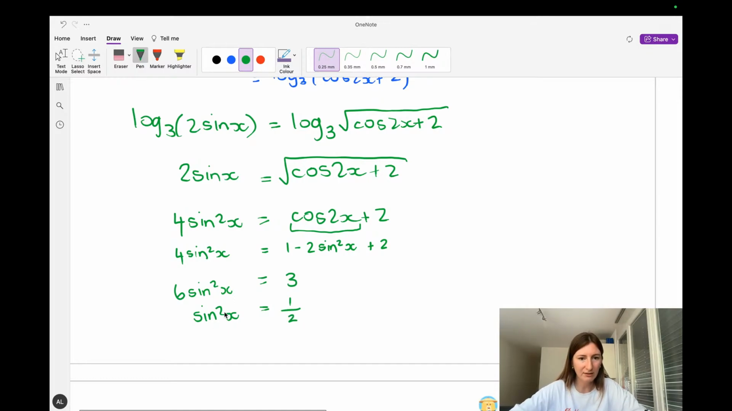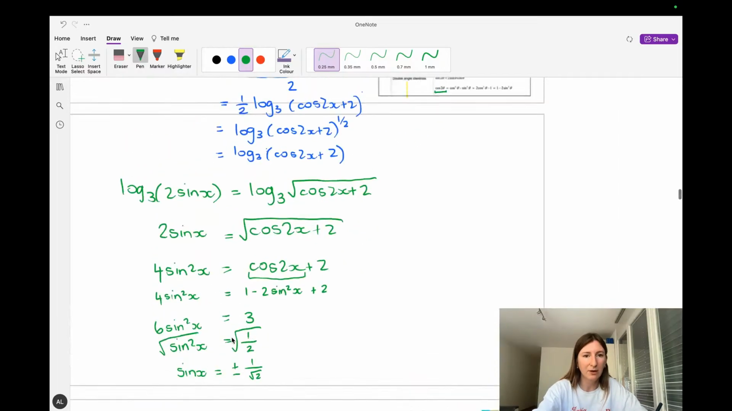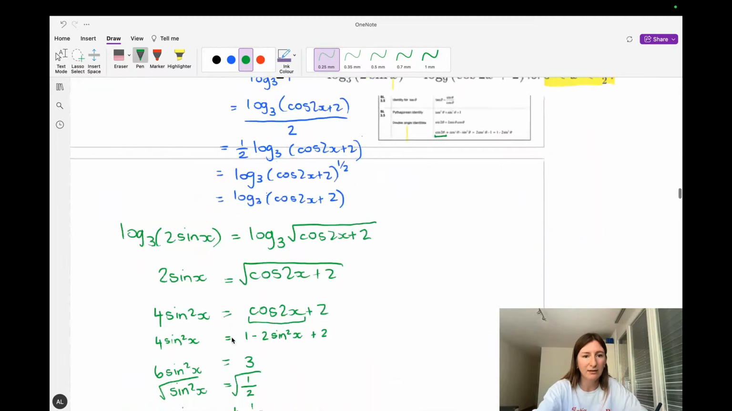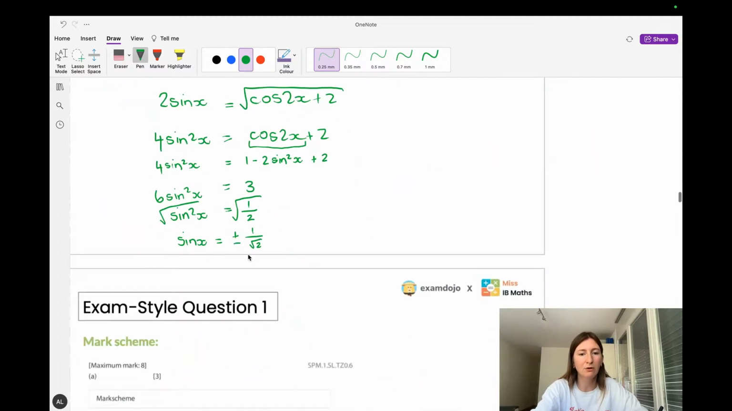And to get my sine x on its own, I just need to square root both sides. So square rooting both sides, it's going to leave me with sine x equals plus or minus 1 over root 2. So that would be root 1, but that's just 1. And root 2 we can't simplify. So now we have it finally. From this long process, we've got it all the way from looking like that to being in sine x, which is what we always want to get.